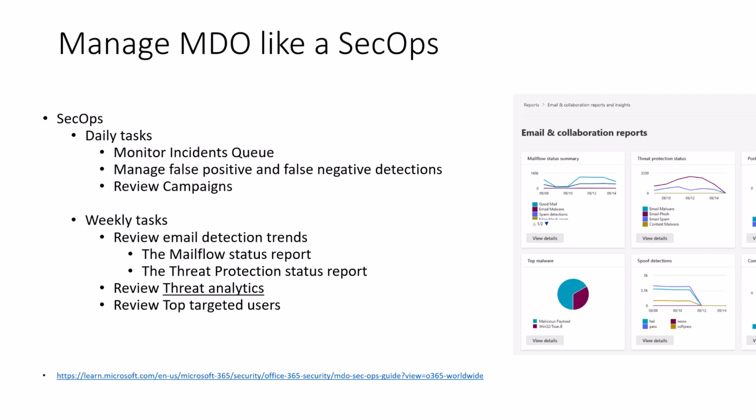And next up is something that will be on a weekly basis, and that's more like reviewing some of the reports that come up here. So how is mail flow? How is the threat protection status? The threat analytics, review our top targeted users in the organization. All that is available within the reports in the M365 Defender portal. So it's definitely recommended to spend time to go back and have a look at that.